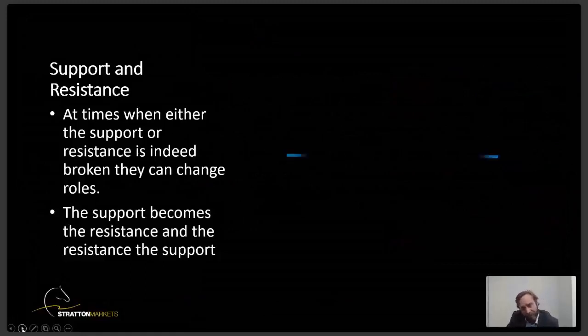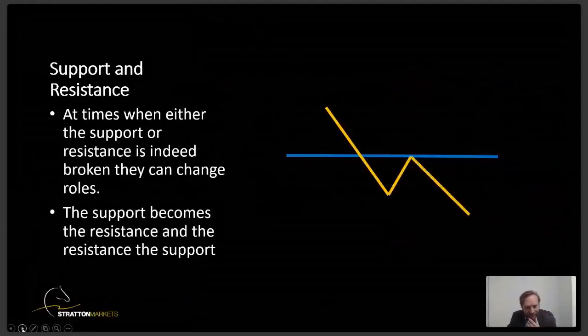Like this, for example. So there we go, on this little crude animation I've done. Say that's our support, the asset breaks below it, then retraces back up, and it then acts as resistance. The market starts selling from it. So when it changes its role, that is sometimes how you can see if indeed a level is broken.